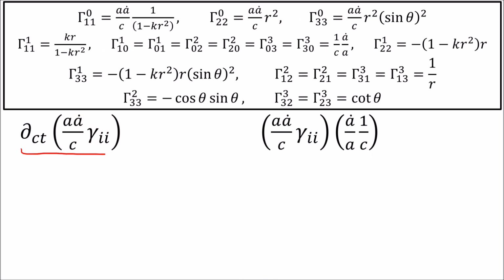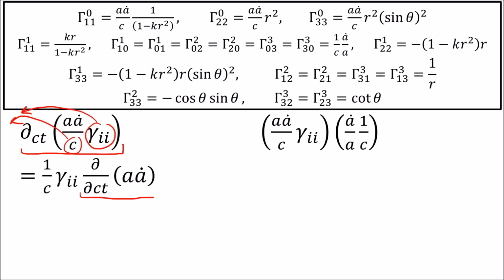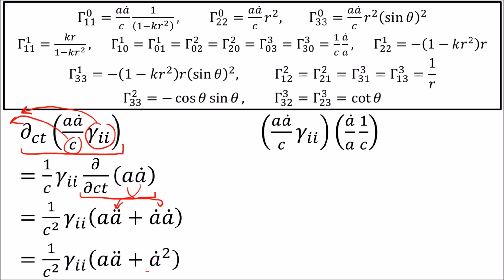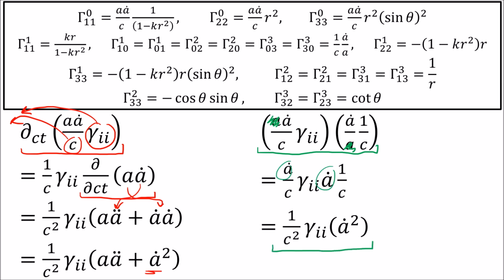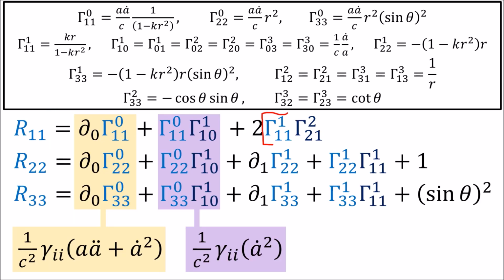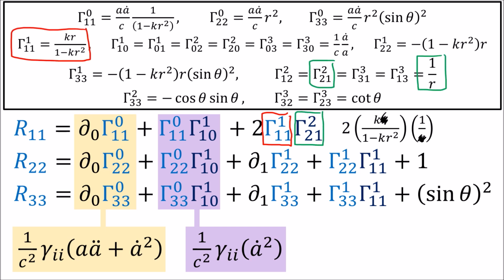For this time derivative, we can pull c and gamma out in front since they don't depend on time. And using product rule, we get a double dot plus a dot squared. And for this term, we can cancel a's and simplify to a dot squared. Now, if we sub in the formulas into this term here, the r's cancel, and we can rewrite the denominator as gamma 1,1 to get 2k gamma 1,1.